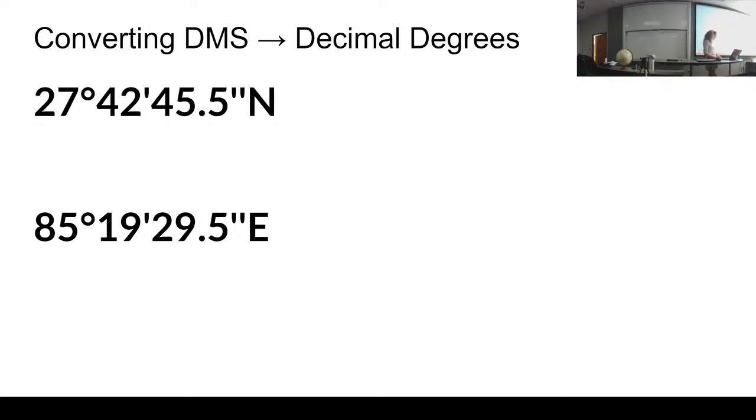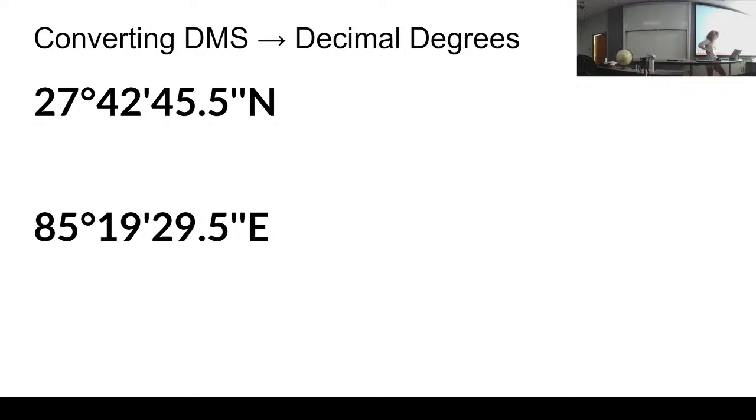We're going to do the same thing for the longitude here. All we're going to do is start with the seconds, which is 29.5. Start with those seconds. We need to convert them into minutes. So we're going to divide by 60. 29.5 divided by 60 gives us the decimal 0.49167. And so we're going to take that decimal, which we just created, and so that's our new minutes that we created. We're going to add that to the original minutes, which is 19.